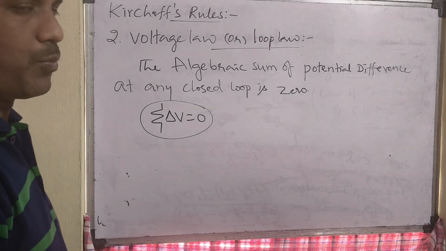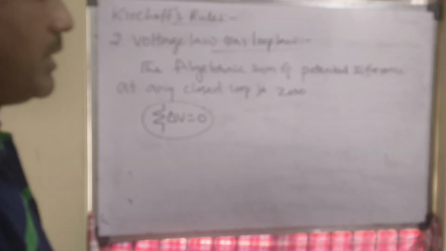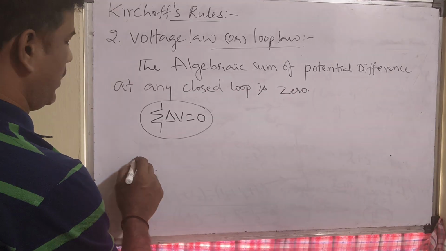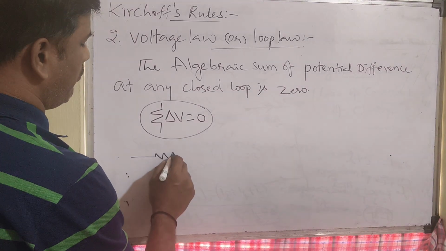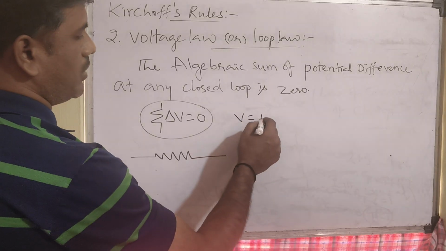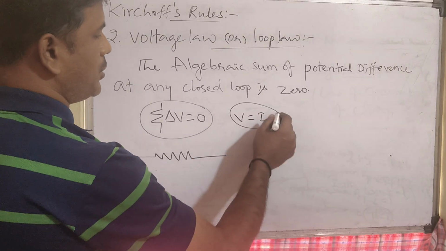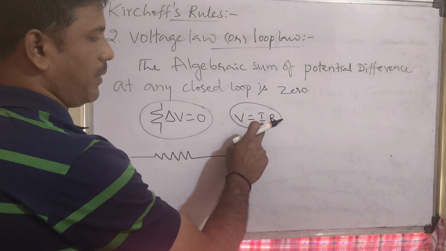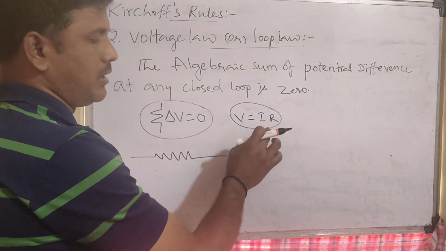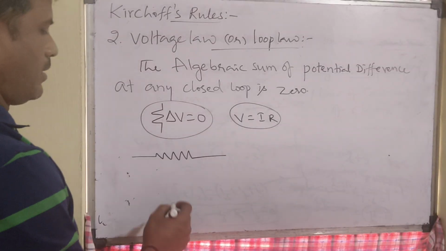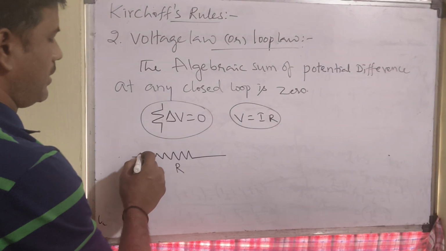So what does delta V mean? Potential difference. Potential difference means IR. Here two conditions are very important. Clearly observe. When it is a resistance, what is the potential? V is equal to I into R. Potential or voltage is the multiplication of current and resistance. That combination is called voltage or potential, right? Here it is the resistance, and it is the current.